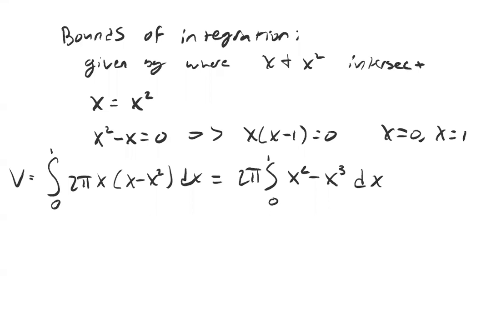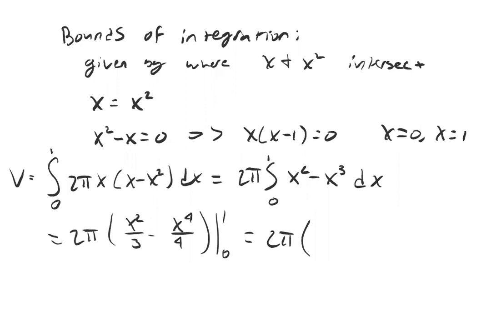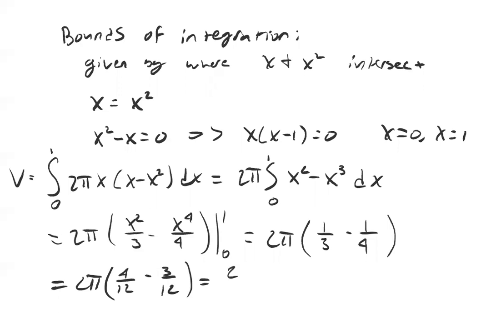So this then is 2 pi times x cubed over 3 minus x to the 4th over 4, evaluated from 0 to 1. When I plug in 1, I get 1/3 minus 1/4, and when I plug in 0, I get 0. So now this is 2 pi times 4/12 minus 3/12, which is 2 pi over 12, which is pi over 6. And that's going to be my final answer.